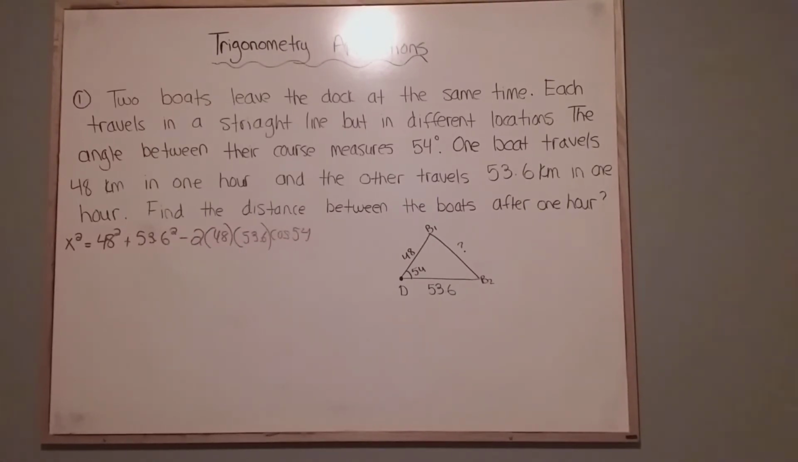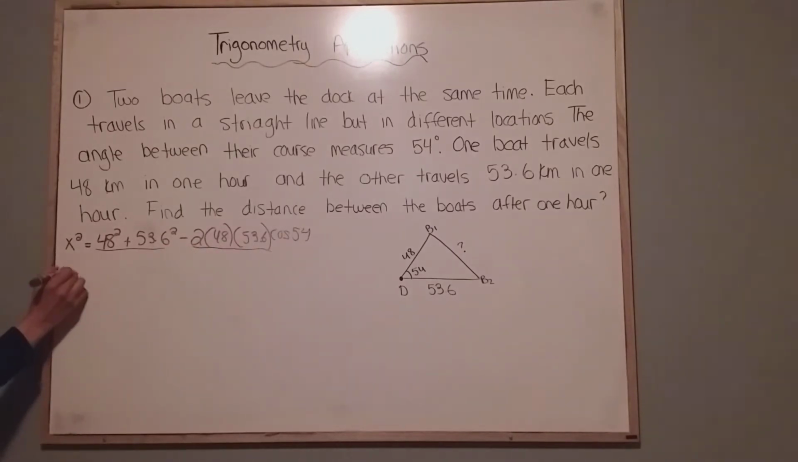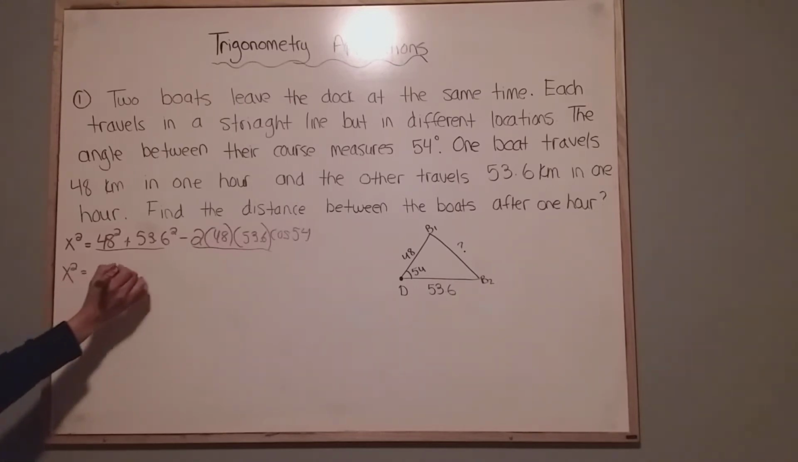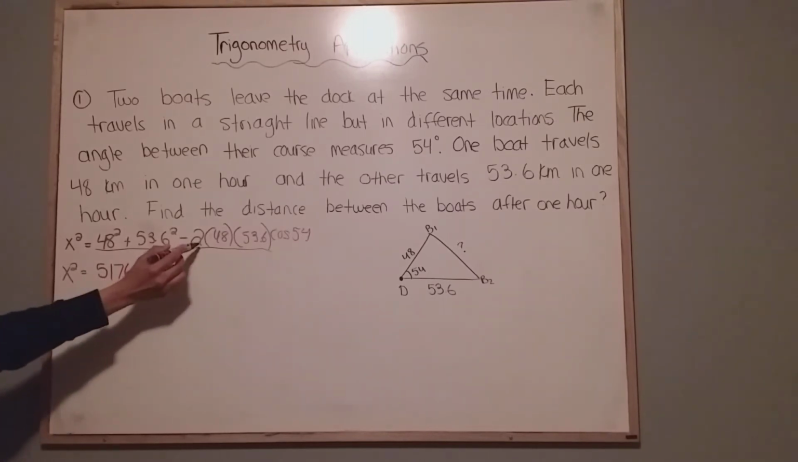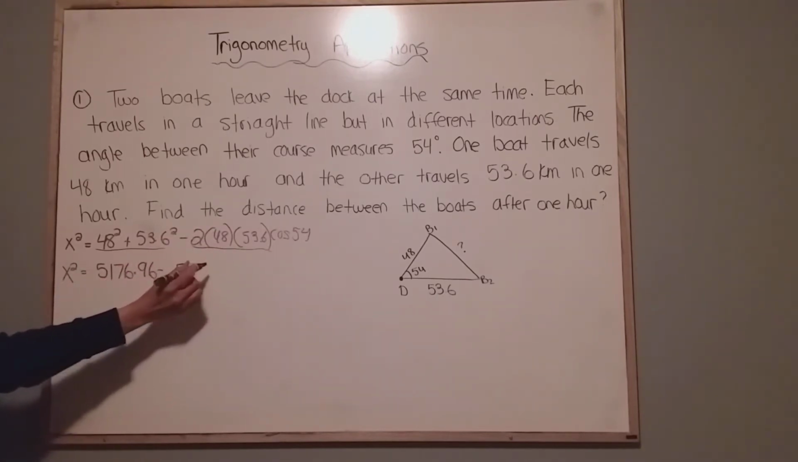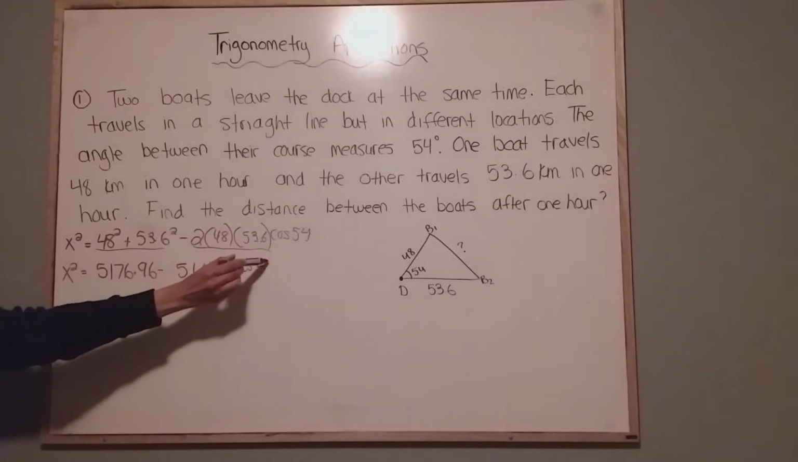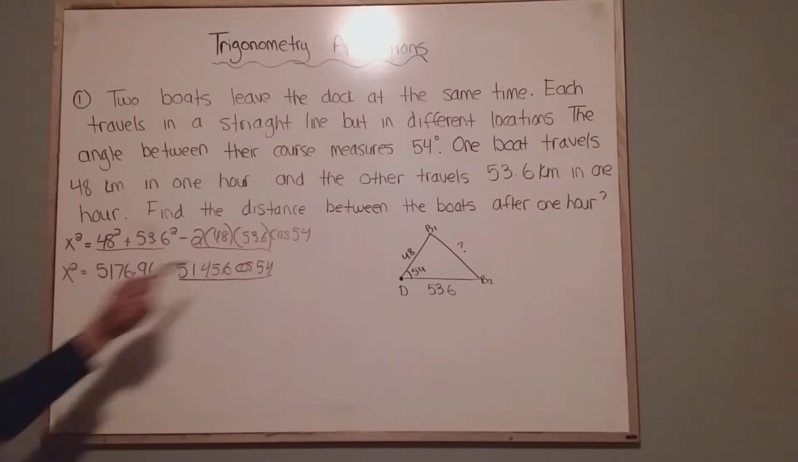So that's my cosine law. I'm going to multiply these numbers first. So x squared is equal to 48 squared plus 53.6 squared, which gives me 5,176.96, minus, if I multiply 2 times those numbers, 5,145.6 cos 54. Now I'm going to multiply this.